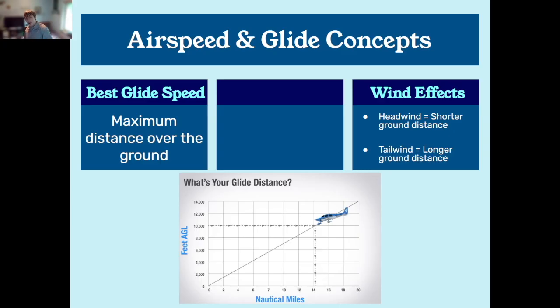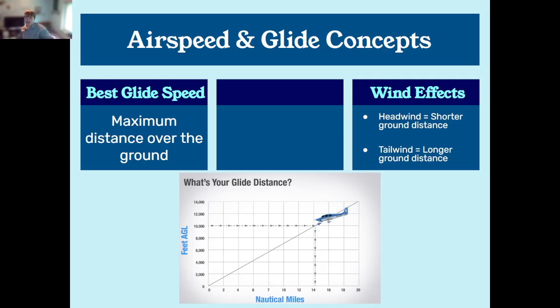Airspeed and glide concepts. So, best glide speed is the maximum distance over the ground that you could cover. While the wind could affect you, with a headwind you'd have a shorter ground distance. With a tailwind, that distance would go longer. Now, what is the glide distance? So, it just depends on where you are altitude-wise.